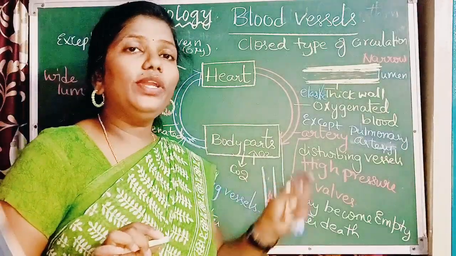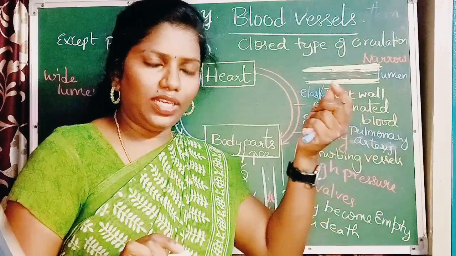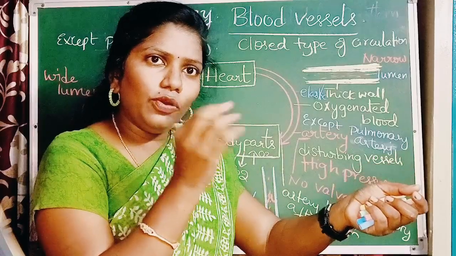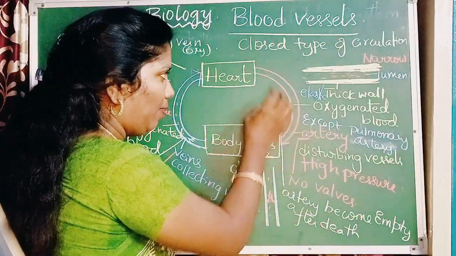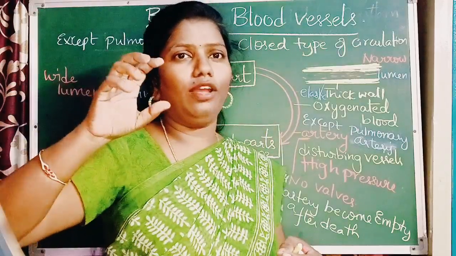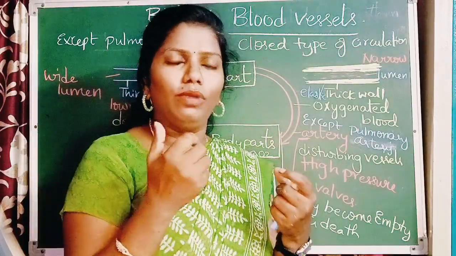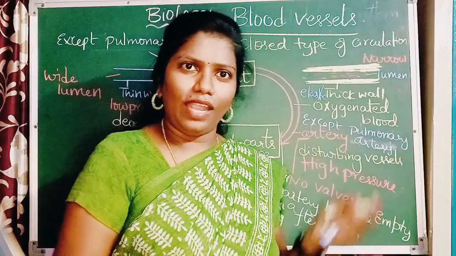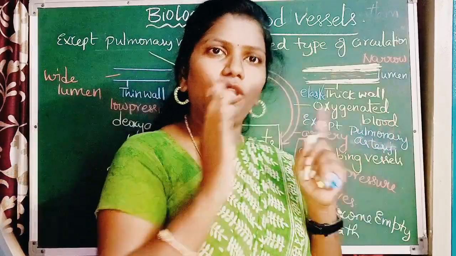Okay, fine. When you cut an artery, what is going to happen? The blood flow is jerky because of high pressure. If you cut an artery, the blood moves like water from a washroom tap under high pressure, with a jerky movement. In the same way, if you cut an artery, the blood flow is jerky due to the pressure.